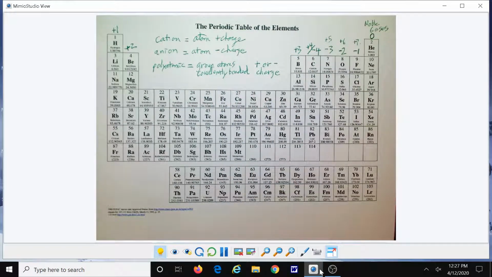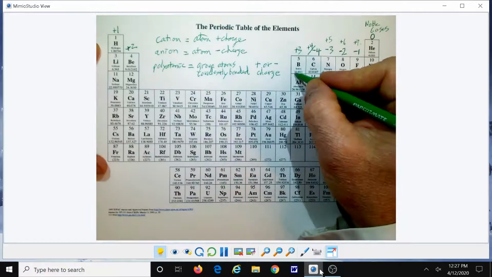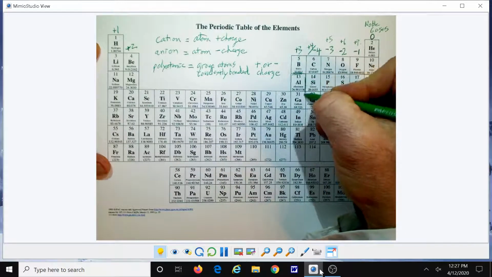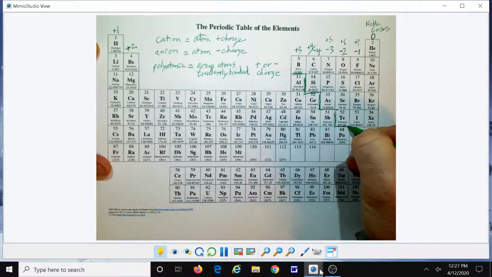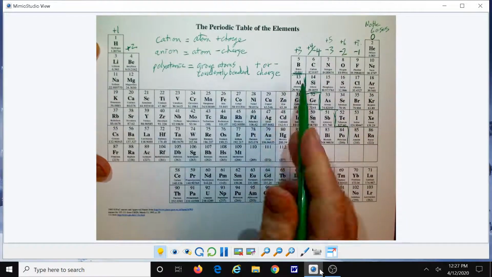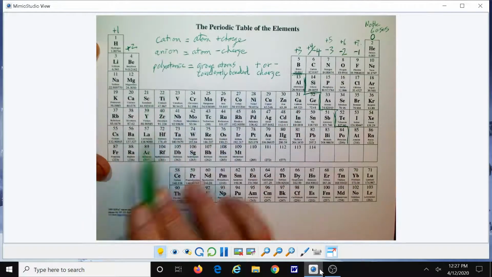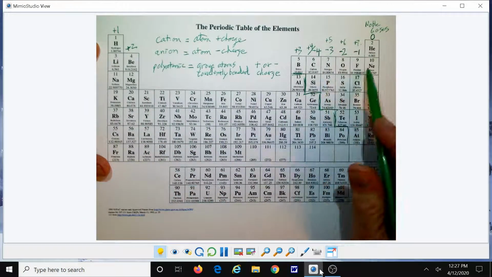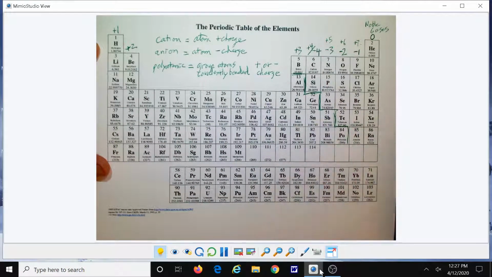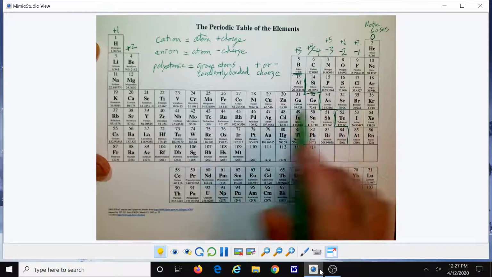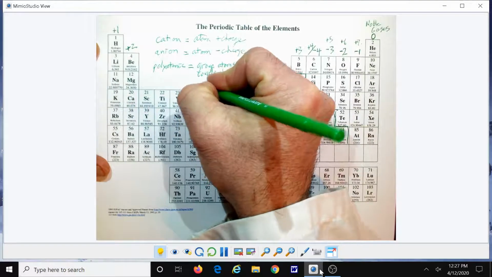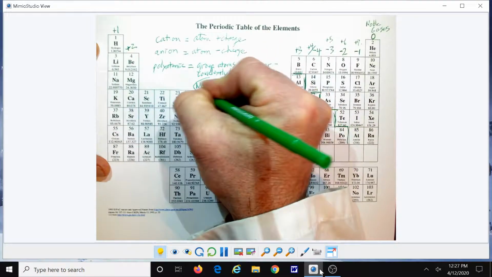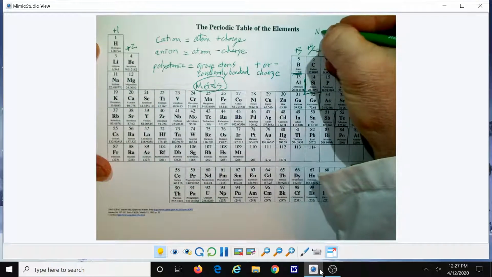So the cations are really easy to figure out because you guys all know about the staircase. Starts here, zigzags through the periodic table, and notice that the positive stuff is mostly over here to the left of the staircase, and the negative stuff is over to the right. So an example of a cation would be something over here within the metals region of the periodic table, and not the nonmetals.